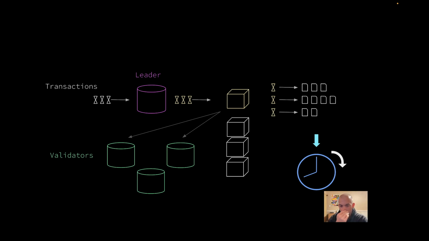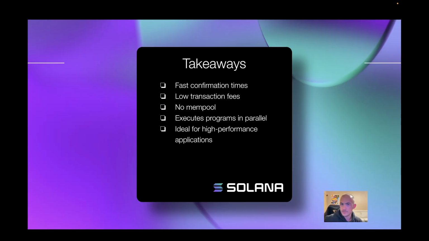So, pretty cool overall, a way to reach consensus on the passage of time, which is up to recent times, up to present, a very, very difficult thing for decentralized networks. So, decentralized clock, so to speak. So, pretty cool stuff. So, a couple of takeaways from the network overview. Solana has really fast confirmation times, low transaction fees, no mempool. It can execute programs in parallel, and it's ideal for high performance applications.